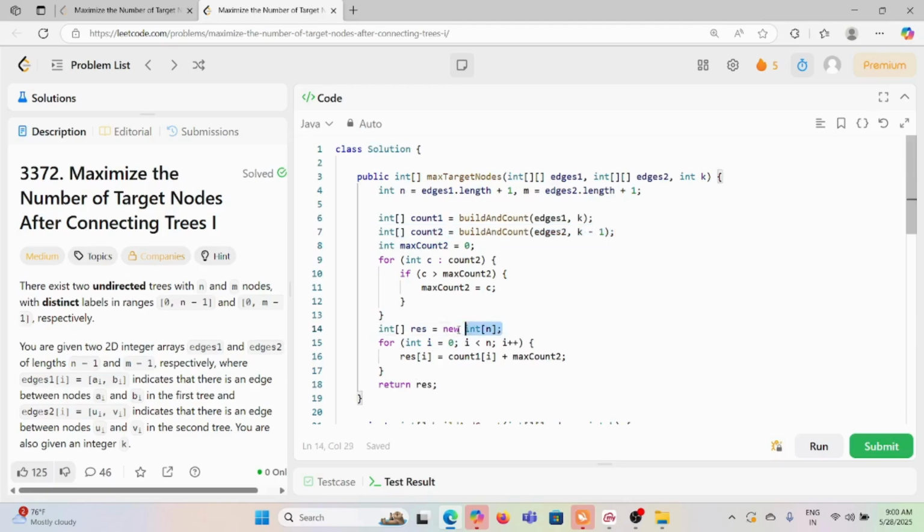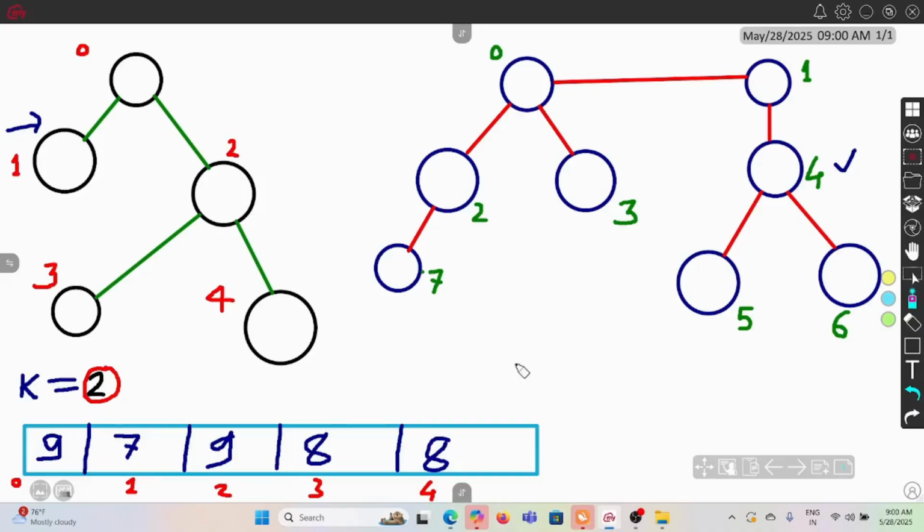Now what we are doing here, we created this res. Whatever count1 we have already found for graph 1, we found all the counts for graph 1, and this max value we are adding as a constant to all the answers, just like we did here. Every time we were adding 4 here, because this was the 4 giving to us. So this was the maximum constant. So we did here 5 plus 4, it becomes 9. We did here 3 plus 4. We did here 5 plus 4, this 4 plus 4. So every time we were adding the maximum value we found in the second graph.